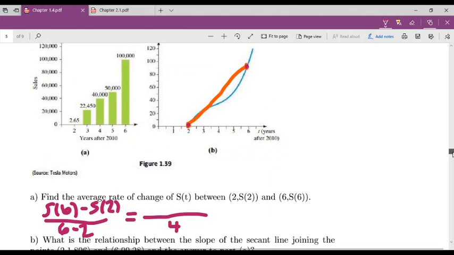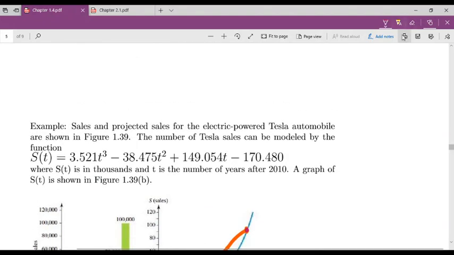Now to do that, you're going to come up here and plug 6 in for all these t cubeds, t squareds and t's, and solve it in your calculator. Then you're going to come back and do the same thing with 2. You're going to plug 2 in for that t cubed, 2 in for that t squared, and 2 in for that t as well, and solve it on your calculator. I feel confident that you can take those numbers and type them in your calculator and figure that out. If you struggle with that, please let me know.